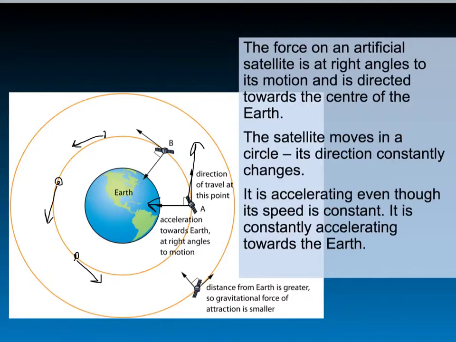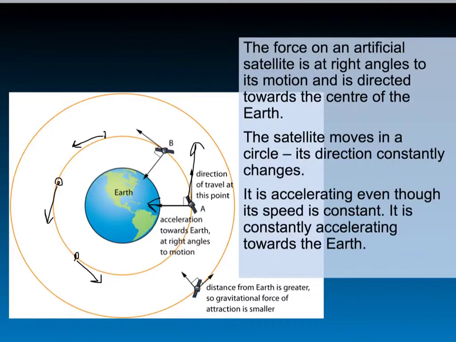The distance between the Earth and the artificial satellites in lower orbits is smaller, so the gravitational attraction is greater. This means they travel fast. Okay, the satellites that are in low polar orbit have a much shorter time period because the gravitational force on them is larger. So they travel much faster than those that are in a geostationary orbit.